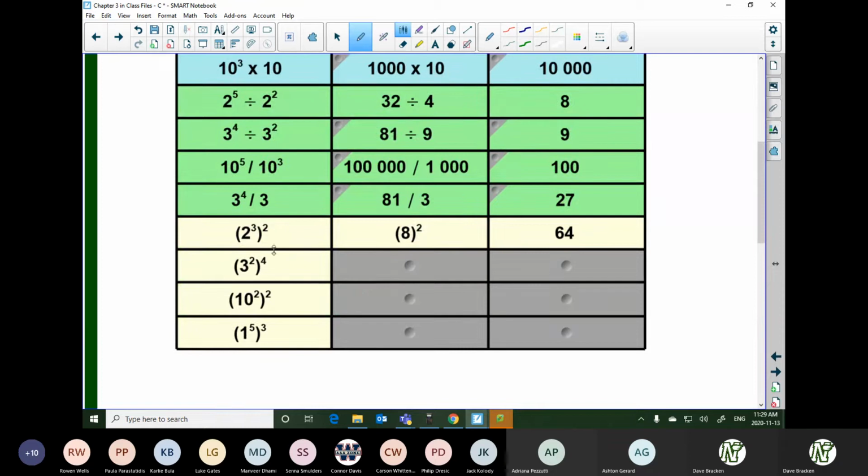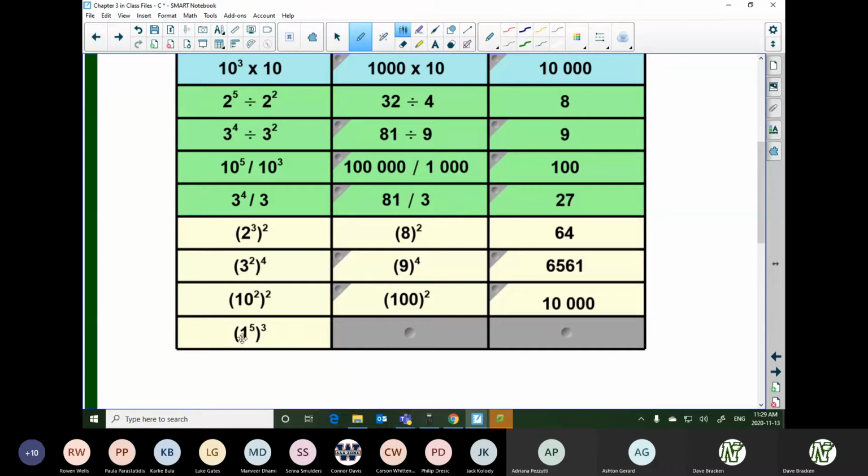The last one, look what happens. Inside the bracket, you've got a power to figure out. And then you take your answer and you raise it to another power. So take a look. 2 to the power of 3 is 8. That's where I got that 8. But now 8 is being raised to that power of 2 on the outside. So 8 to the power of 2 is 64. So 3 to the power of 2 is 9. And 9 to the power of 4 is 6,561. Next one, 10 to the power of 2 is 100, 10 times 10. And 100 squared is 100 times 100, or 10,000.